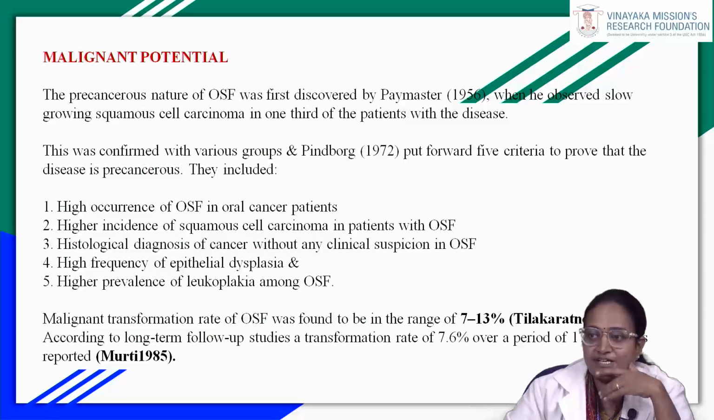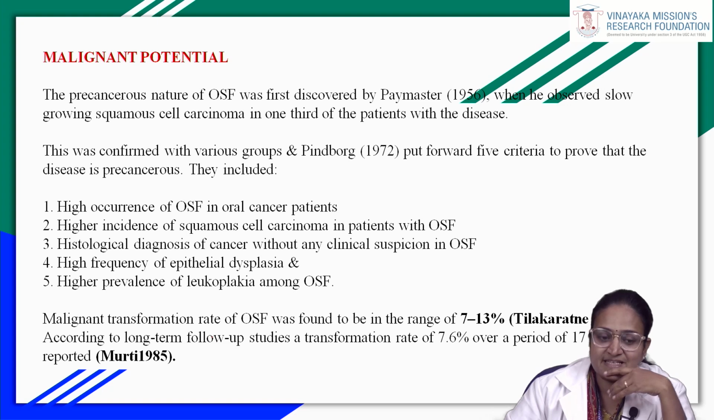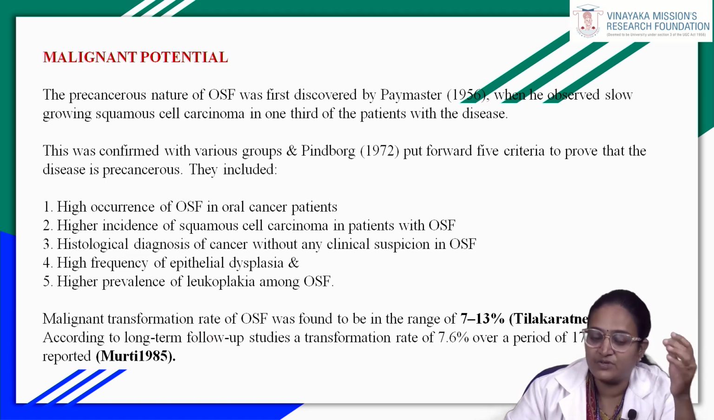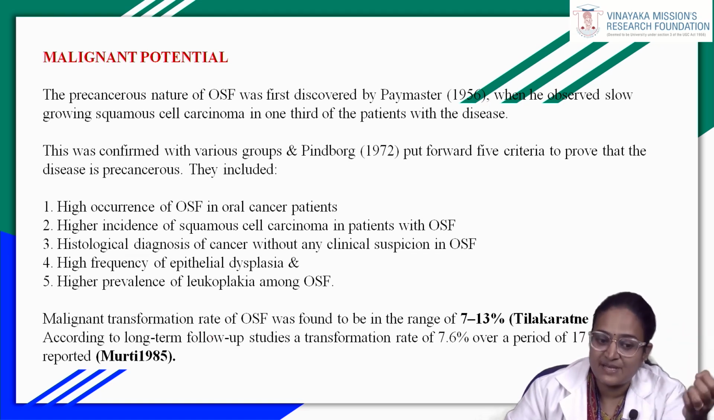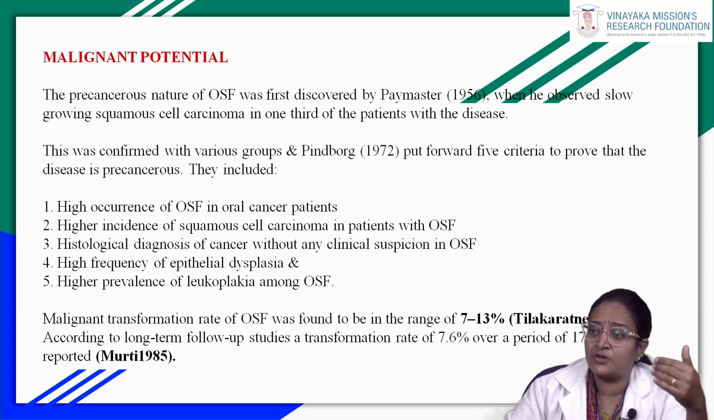Coming to the malignant potential. OSMF is classified as an oral potentially malignant disorder. Approximately 7 to 13% may develop oral squamous cell carcinoma. The risk increases when oral submucous fibrosis is associated with leukoplakia or epithelial dysplasia, or with continued tobacco or areca habits. Therefore, every oral submucous fibrosis patient should undergo regular follow-up. Early detection of oral submucous fibrosis or malignant transformation improves the survival of patients.